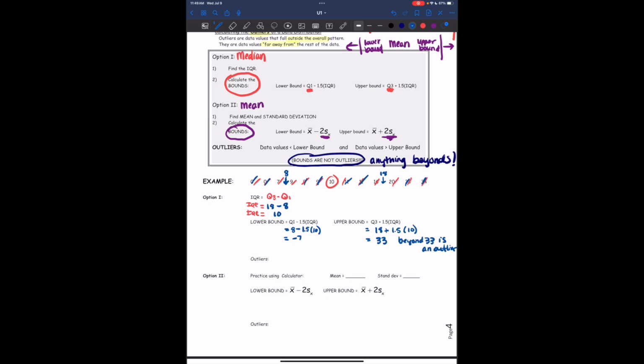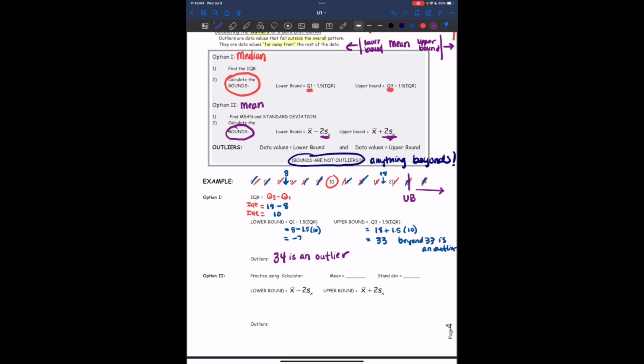So let's come back here and look at our data set really fast. Do we have any data values that are less than -7? No, there's nothing less than -7. But if I come over here and look, is there anything above 33? Well, there's 33, but this is my upper bound. It is not an outlier. Anything beyond it is. So I would get to say that 34 is an outlier.